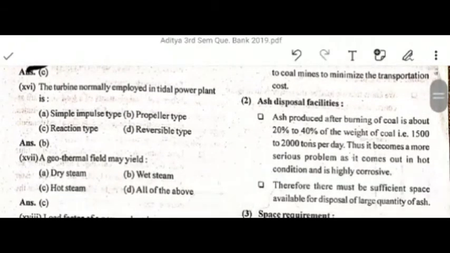In the 16th question, the turbine normally employed in a tidal power plant is of propeller type.